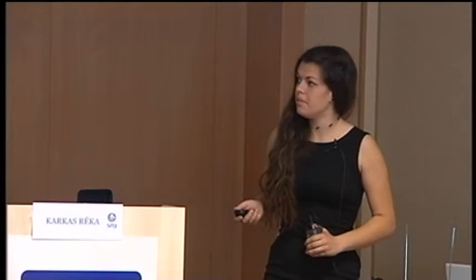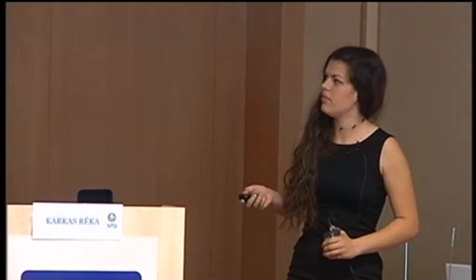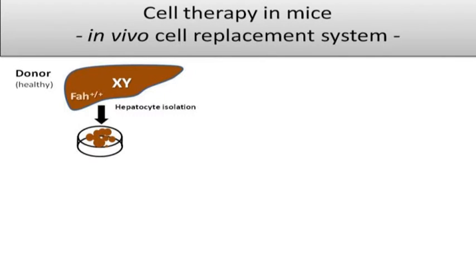In our model of this disease, we keep our FAH deficient mouse strain on this drug until they receive treatment. For example, our in vivo cell replacement system, in which we isolate hepatocytes from a healthy male donor and inject them into an FAH deficient female recipient.